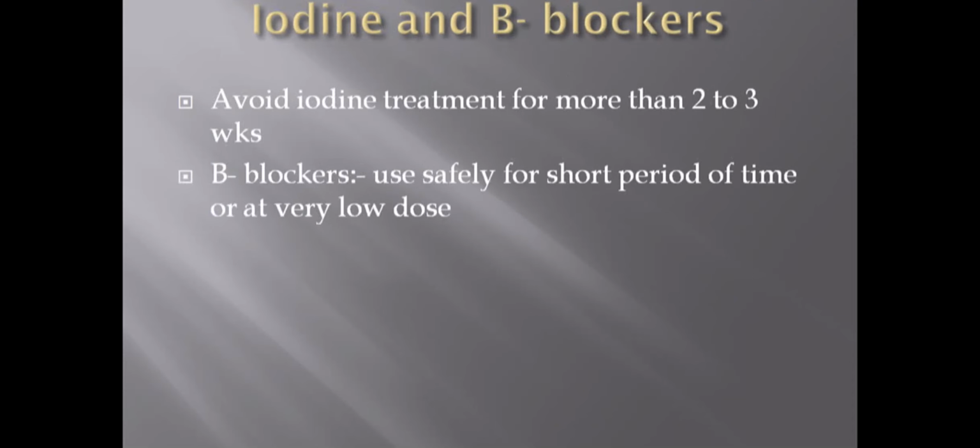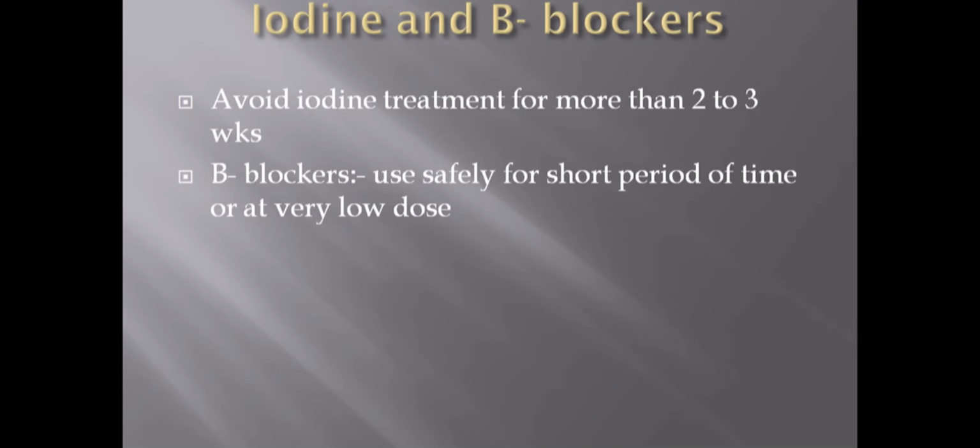The second option of management is iodine and beta blocker. As you know, radioiodine therapy is contraindicated during pregnancy due to its risk of malignancy and teratogenic effect. But simple iodine can be used as a treatment option during pregnancy, but should be limited to less than 2 to 3 weeks because iodine will stimulate the fetal thyroid, and the fetus may develop goiter that can result in airway obstruction.